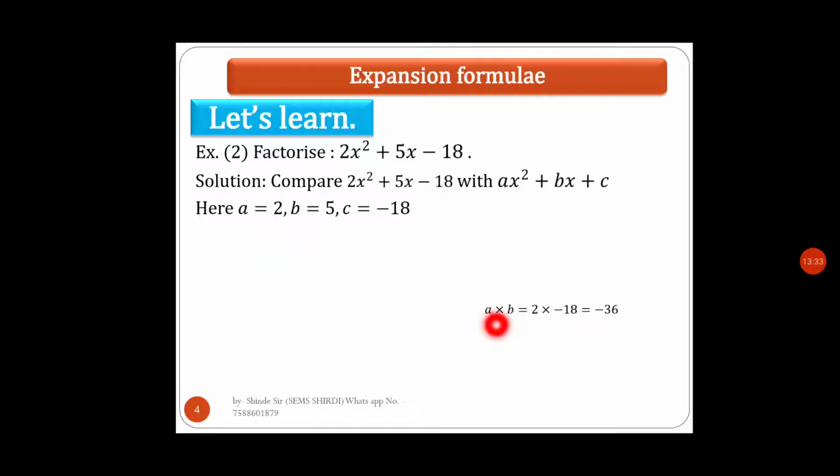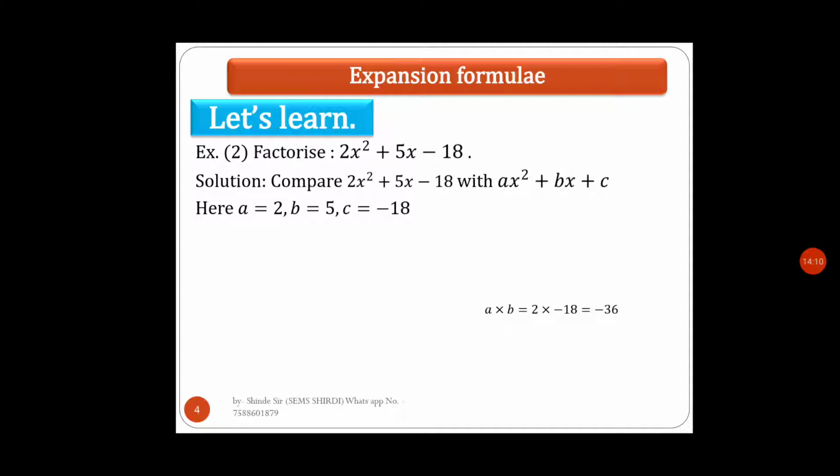Here the value of a is 2 and c is minus 18. Now here 2 into minus 18 is minus 36, which means we find out the factors of minus 36 whose sum is 5. How to get? Here the factors of 36, first we find out the divisors. Which are the divisors of 36? 1, 2, 3, 4, 6, 12, 18 and 36 are the factors.